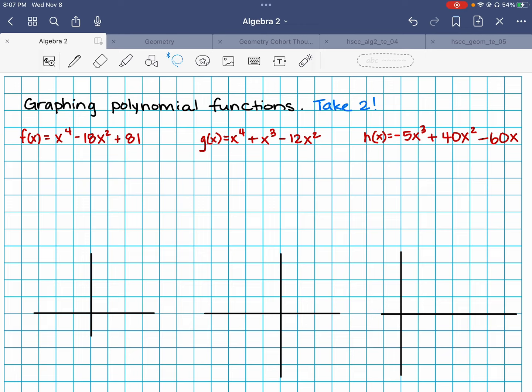If you were aligning this with the assignment, I would say this is probably like assignment 451, 452, somewhere around there. So what we're going to do is we're going to be graphing polynomial functions, which means we also need to understand how to solve them.